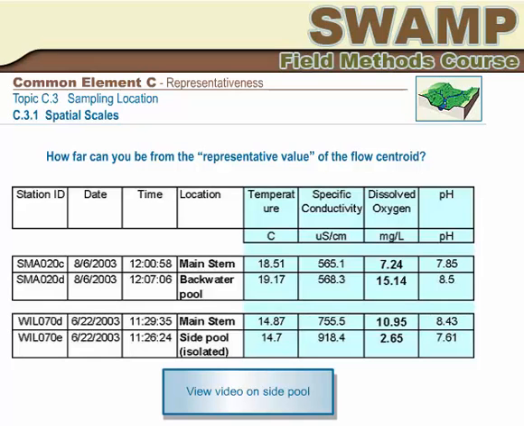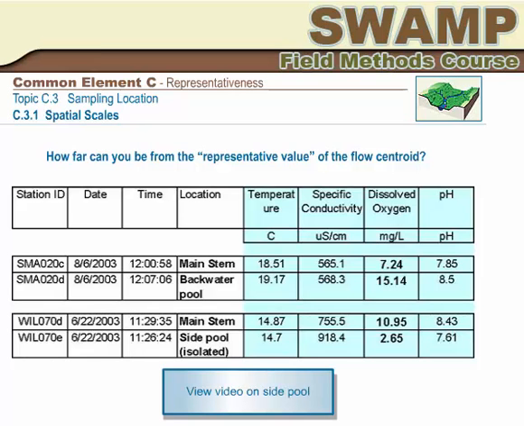Now suppose that you cannot access the main stem for some reason, and you decide to settle with a chunk of water that is accessible. How far can you be from the value that represents the reality of the bulk of the flow? The table on your screen shows actual measurements done in urban streams at the dates and times indicated. In San Mateo Creek at station SMA 020, dissolved oxygen concentrations were more than twice higher in a small backwater pool that was filled with algae than in the main stem, at a point less than 2 meters away.